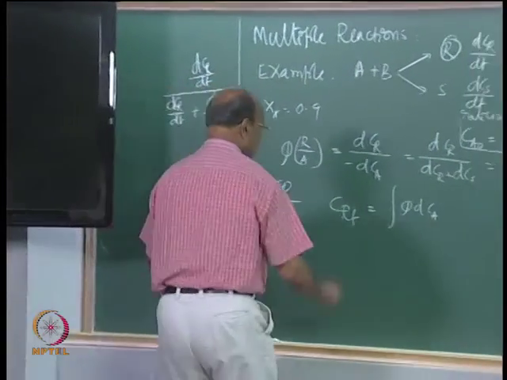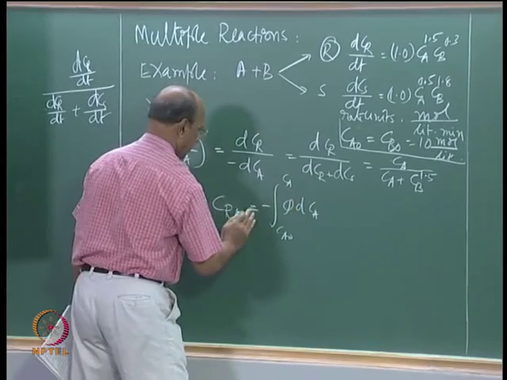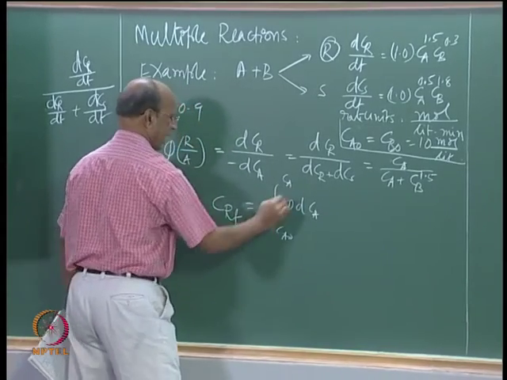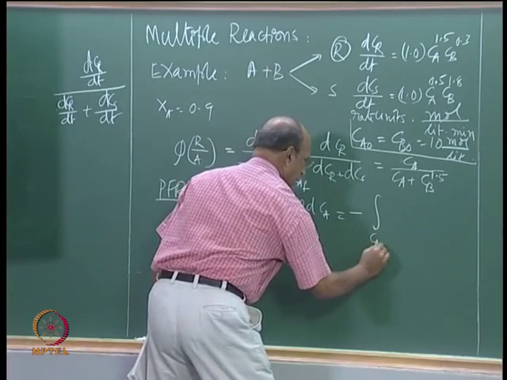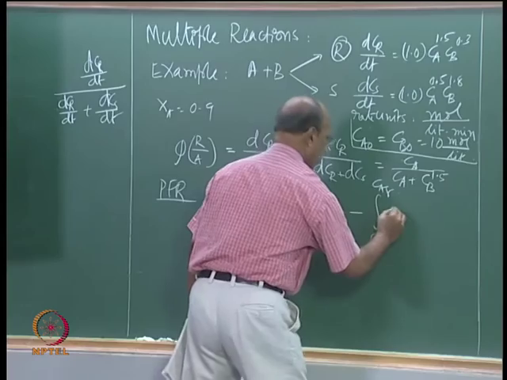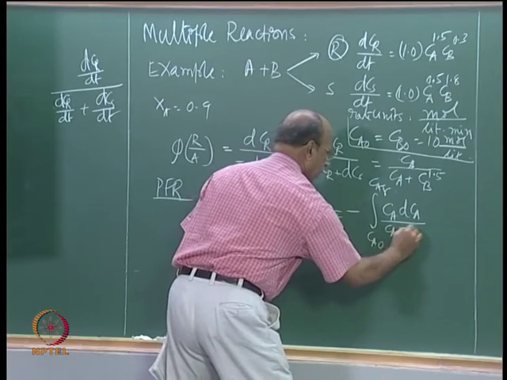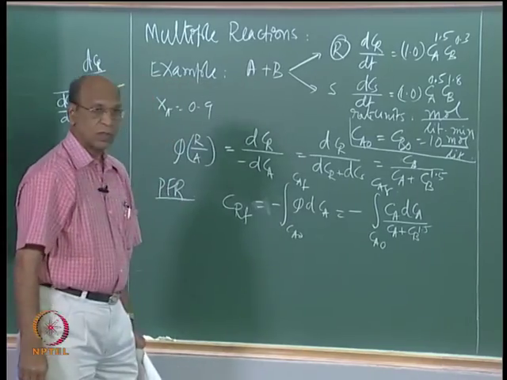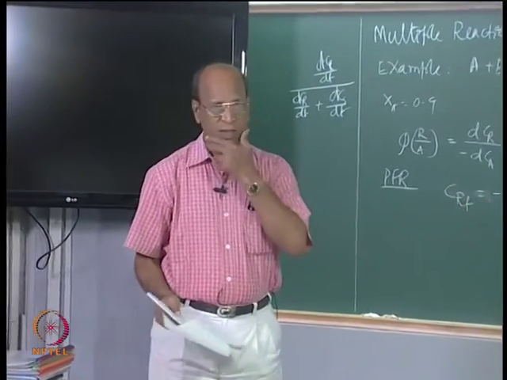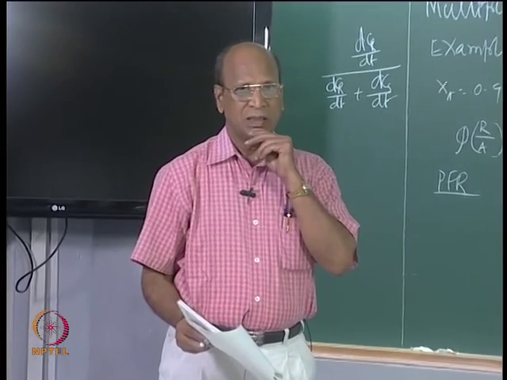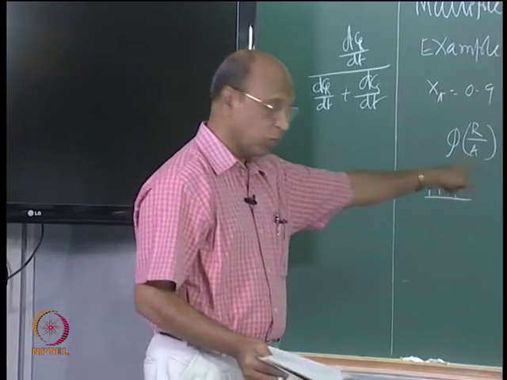Now we have to integrate between CA naught and CAF. So here I have minus the integral from CA naught to CAF of phi, which is CA dCA by CA plus CB to the power of 1.5. And how do I convert CB into A? Because I have to write CB in terms of CA. It is 1:1, so CB equal to CA. Now you substitute CB equal to CA and then tell me.